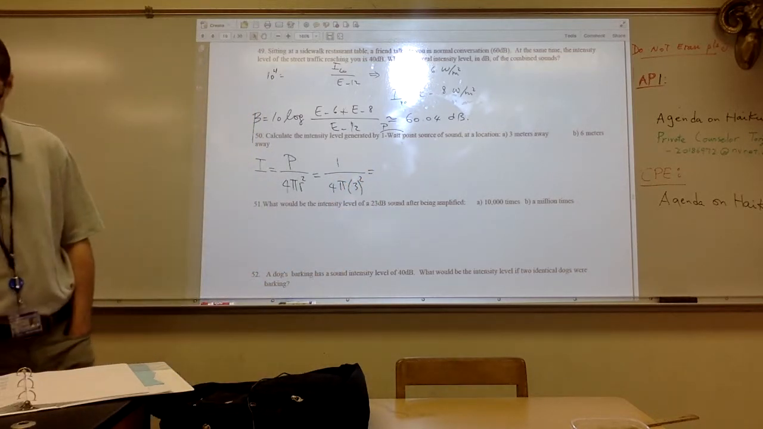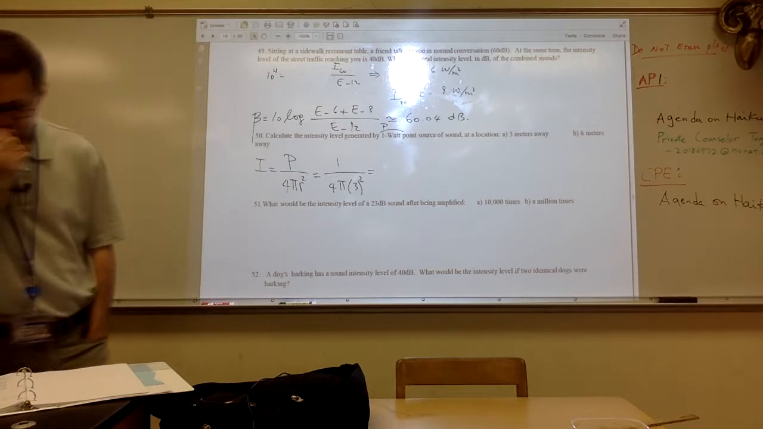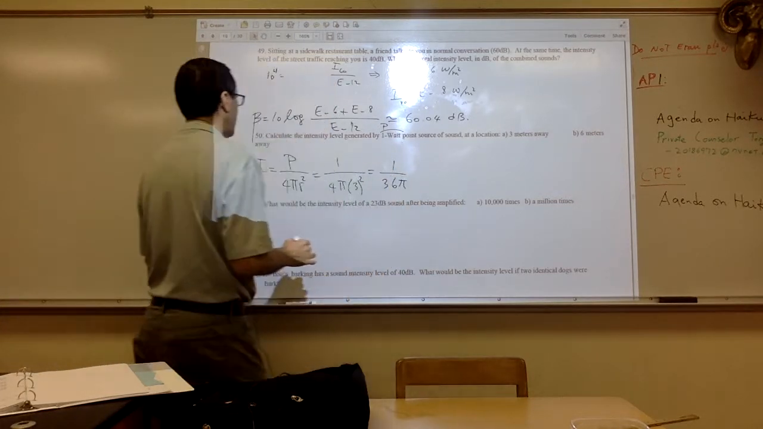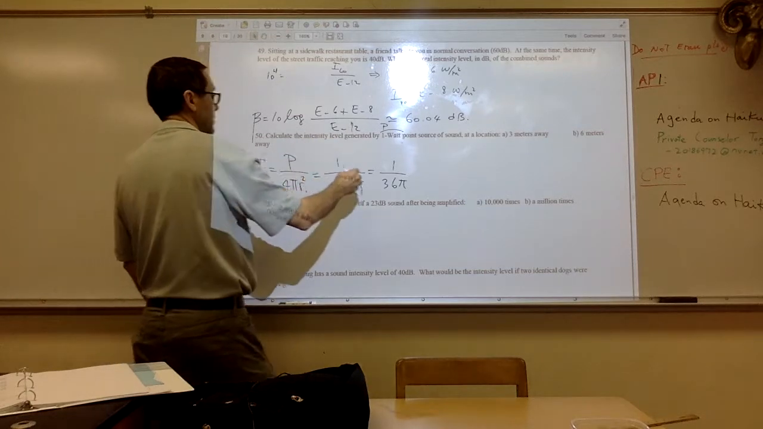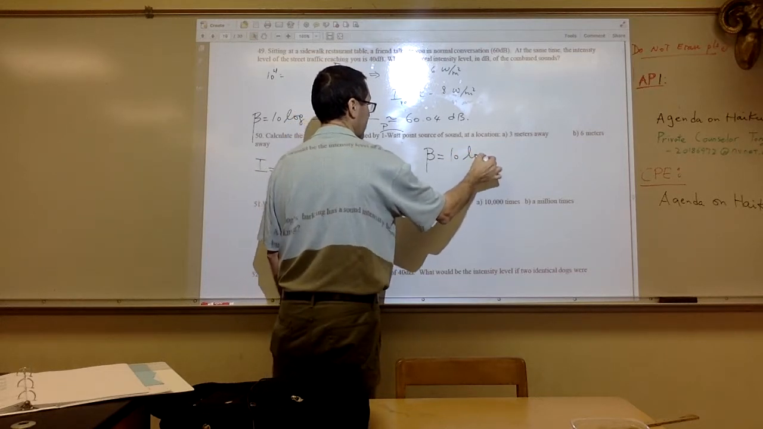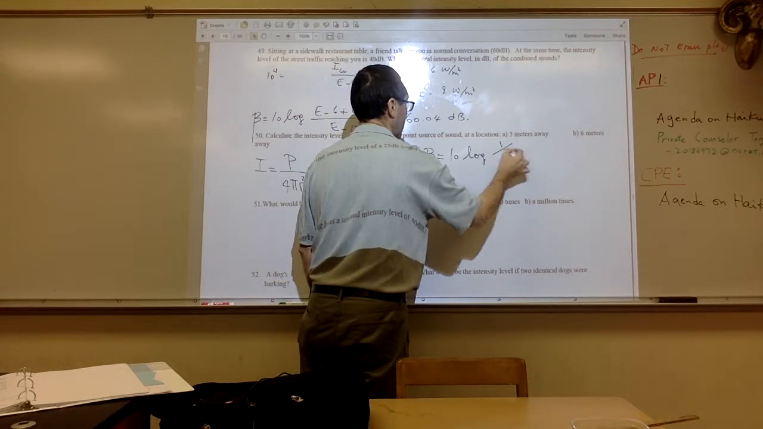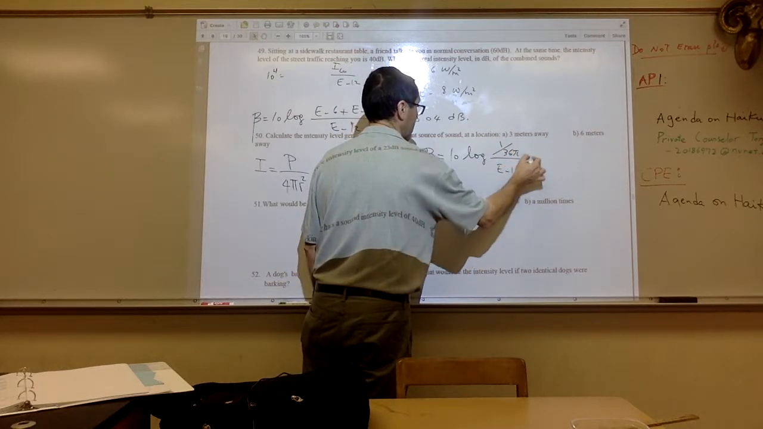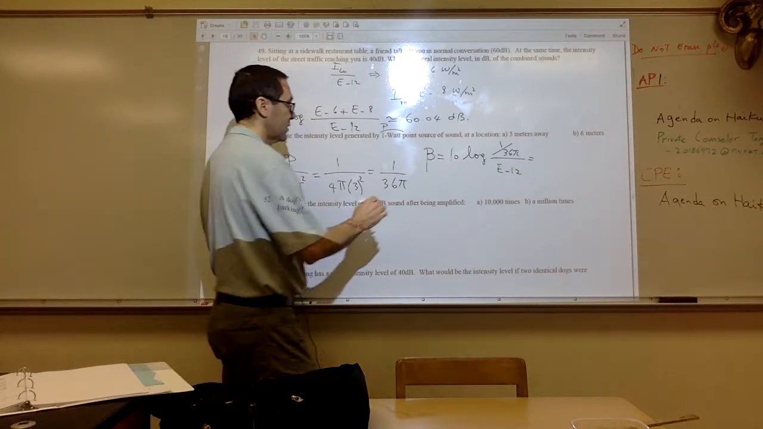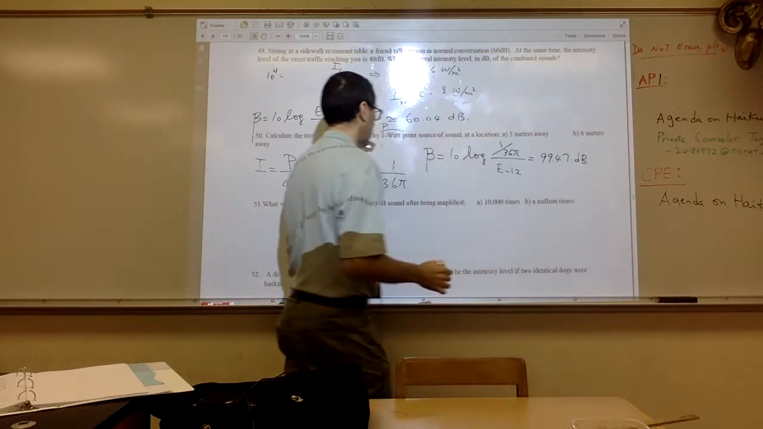And you should get, I left it as a fraction, 1 over 36 pi. So we're looking for the intensity level, so I'm going to have to find that decibel level. So that's 10 log of the intensity, which is 1 over 36 pi divided by the threshold of hearing. And here we should get 99.47 decibels. Okay?